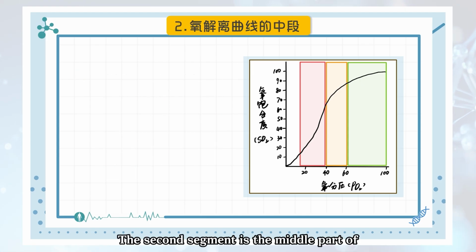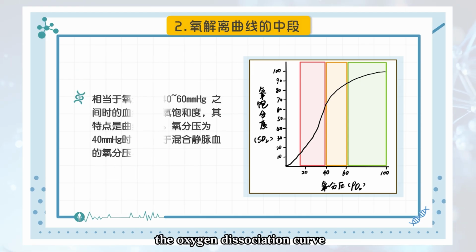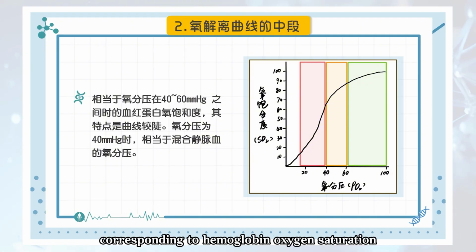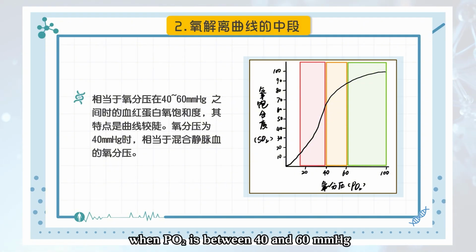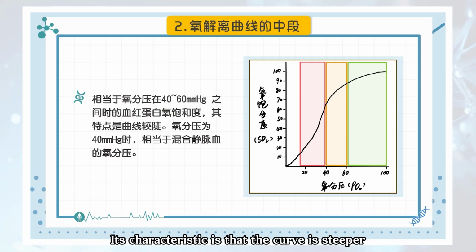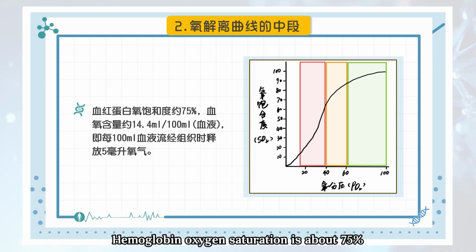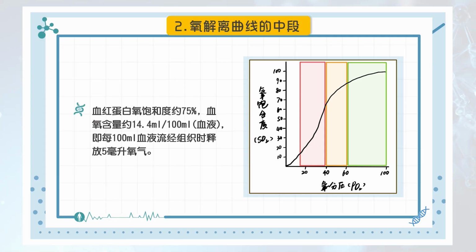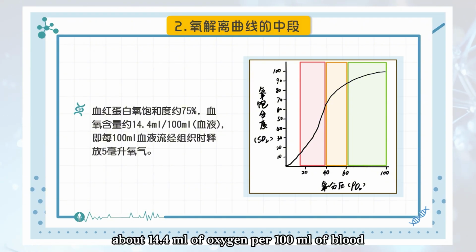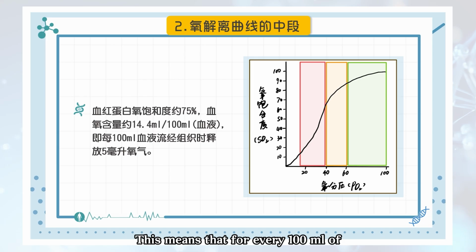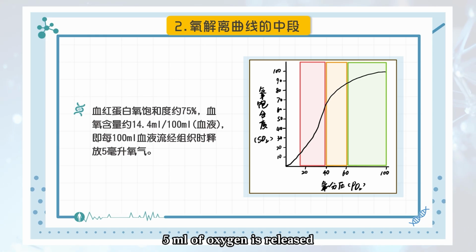preventing significant hypoxemia. The second segment is the middle part of the oxygen dissociation curve, corresponding to hemoglobin oxygen saturation when PO2 is between 40 and 60 millimeters of mercury. Its characteristic is that the curve is steeper. A PO2 of 40 millimeters of mercury is equivalent to the PO2 in mixed venous blood. Hemoglobin oxygen saturation is about 75%, and the oxygen content is about 14.4 milliliters of oxygen per 100 milliliters of blood. This means that for every 100 milliliters of blood flowing through the tissues, 5 milliliters of oxygen is released.